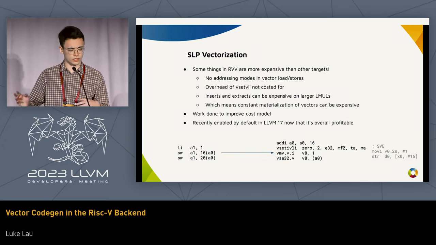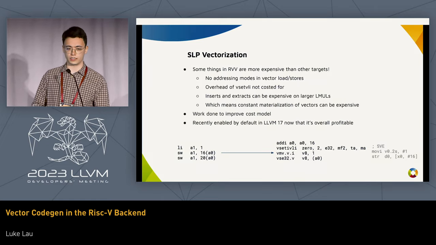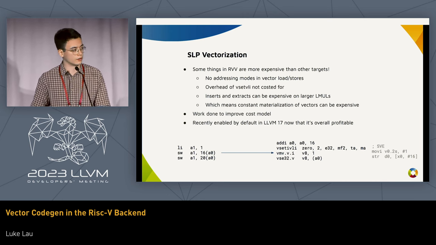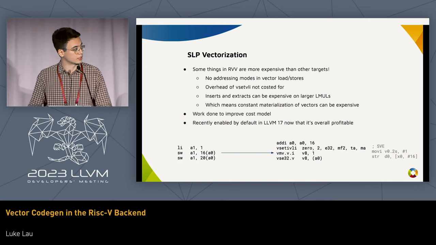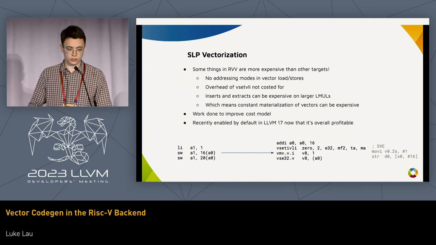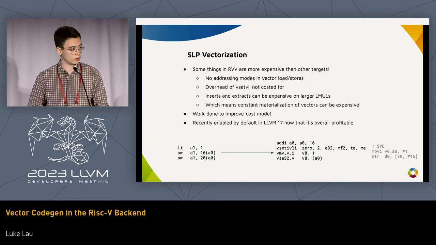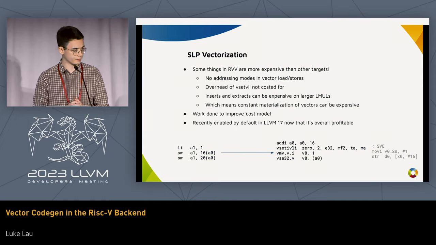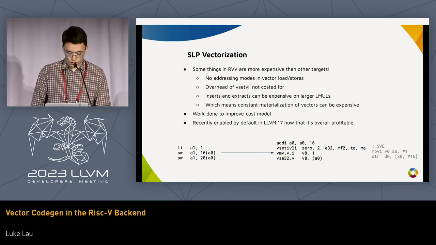And there's a bunch of other things like vector inserts and extracts, right? These are really commonly emitted by SLP. It loves to emit them and they're very, very expensive at higher LMULs on RVV. And because these inserts and extracts can be expensive, it means that constant materialization of vectors can also be very expensive. So we had to do a bunch of work to improve the cost model. We made the expensive things more expensive and we improved how we perform constant materialization. And now that SLP is overall profitable, it is now enabled by default in LLVM 17.